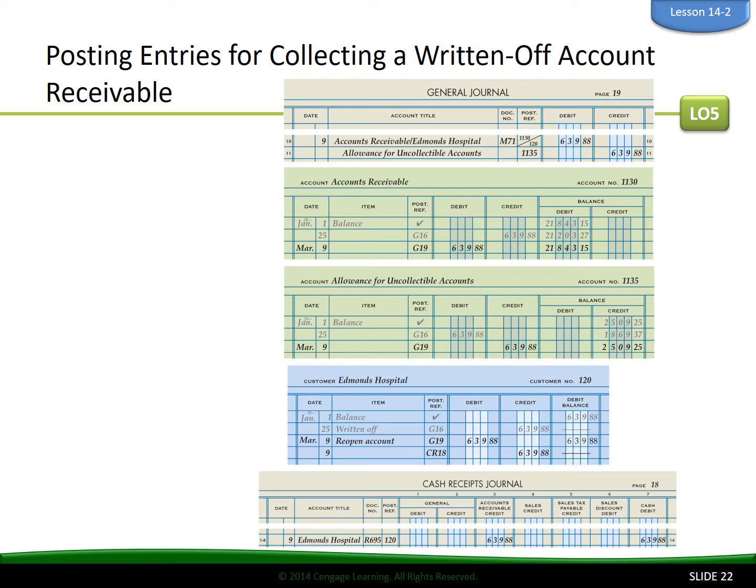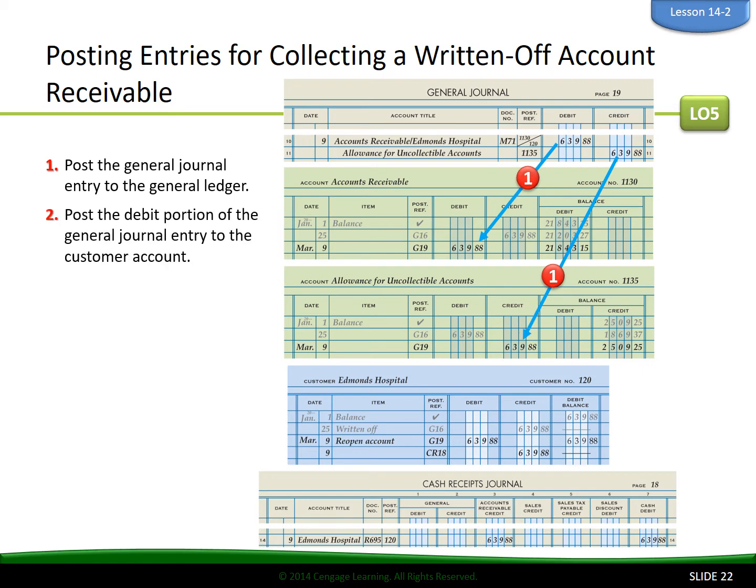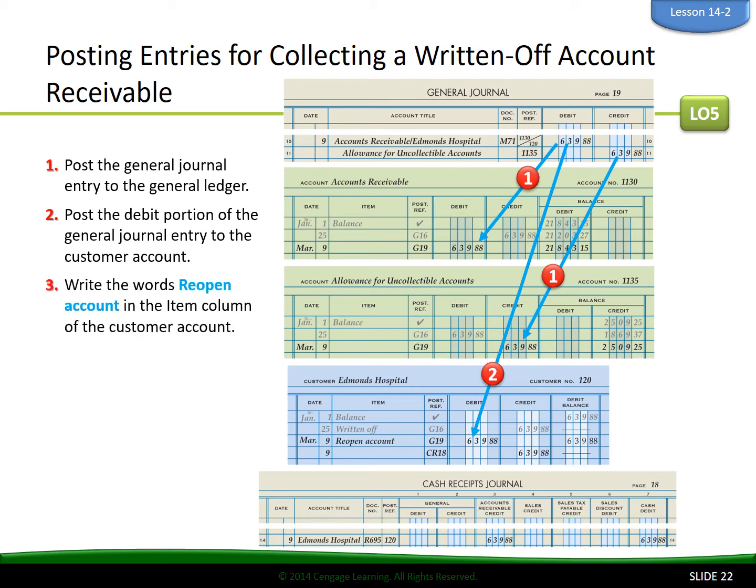Posting entries for collecting a written off account receivable. Want to first post the general journal entry to the general ledger. Then want to post the debit portion of the general journal entry to the customer account. Then you want to write the words reopen account in the item column of the customer account. And then post the cash receipts journal entry to the customer account. Number 4.